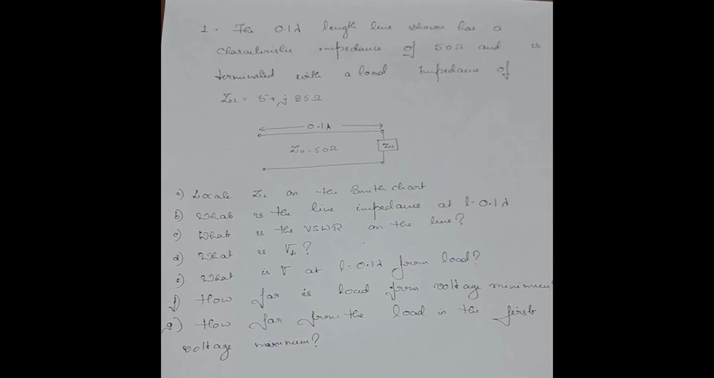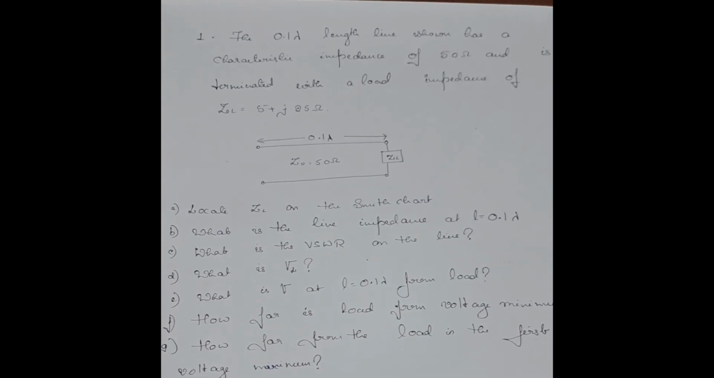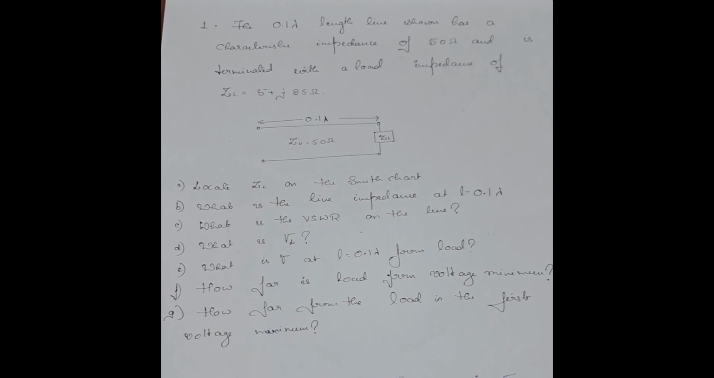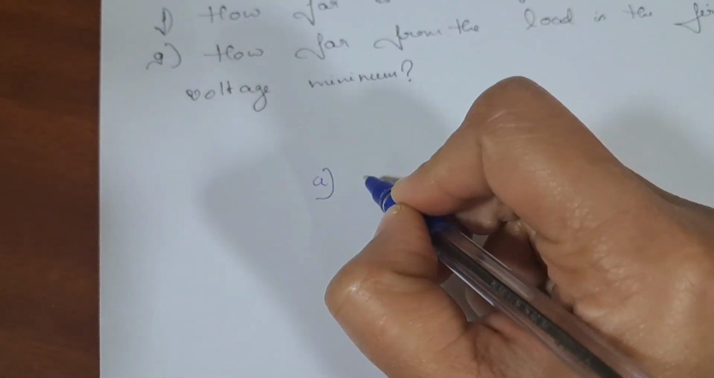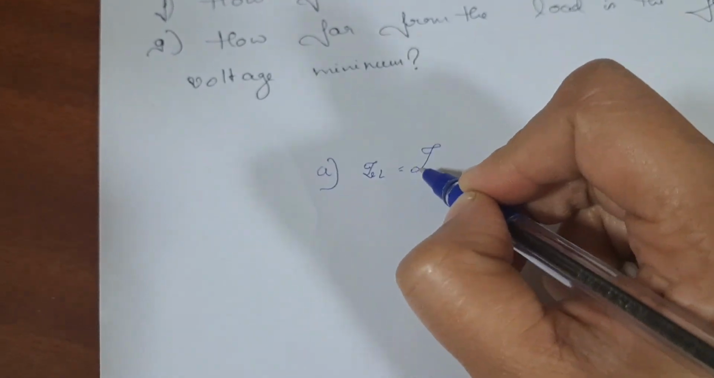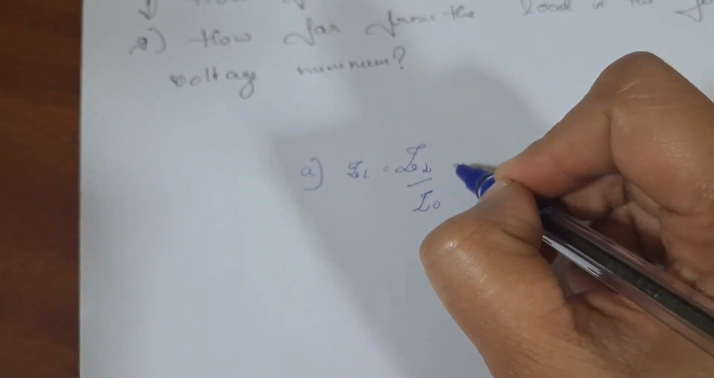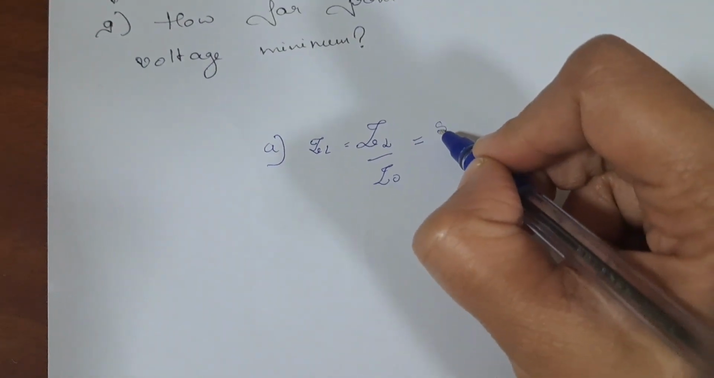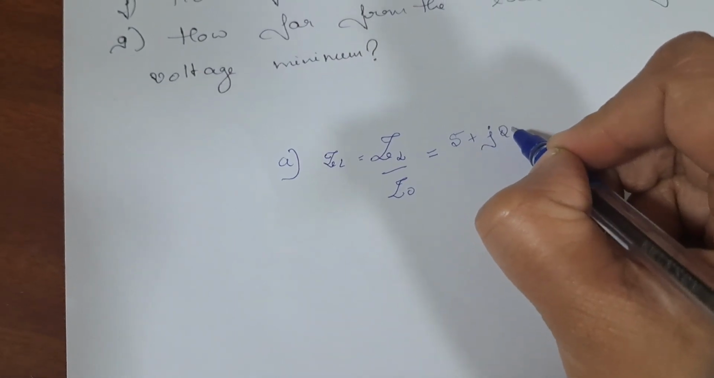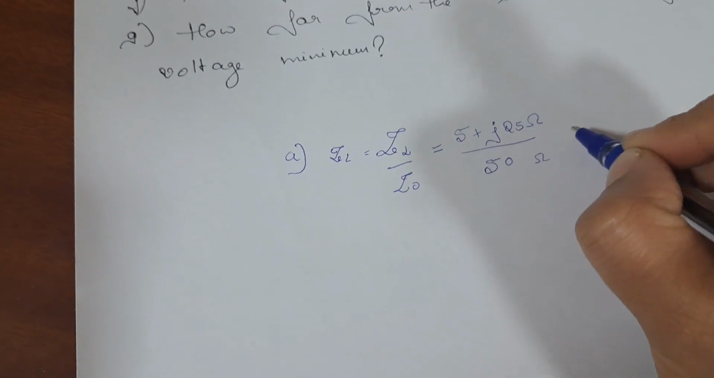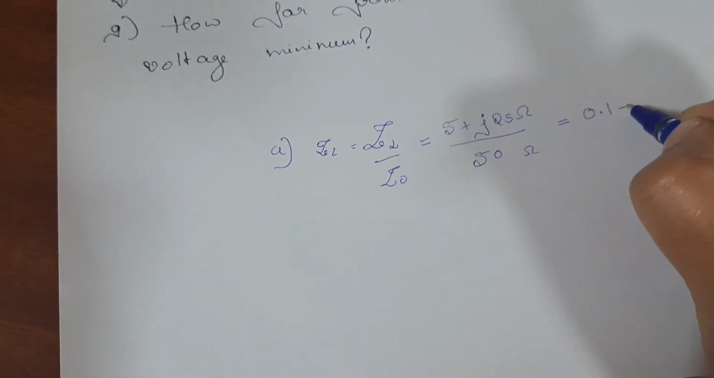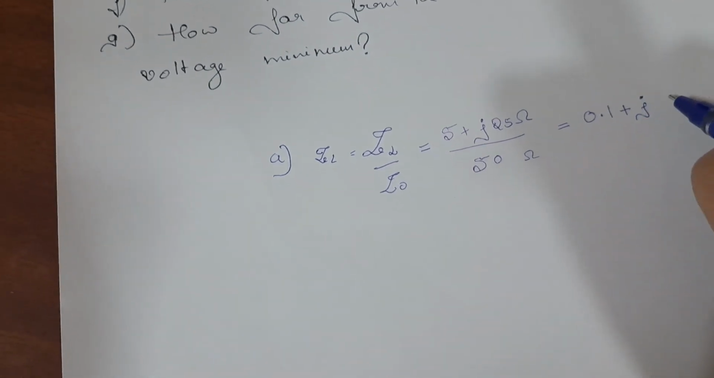Hello everyone, today we are solving the numerical problem based on the Smith chart. These are the things you are supposed to find. Firstly, we will divide the load impedance by the characteristic impedance. The load impedance I had was 5 plus j25 ohm. I'll be dividing it by 50, so I'm getting the value as 0.1 plus j0.5.